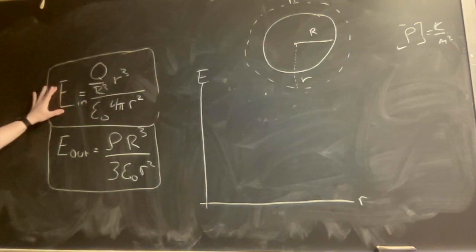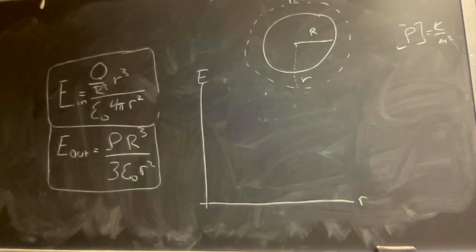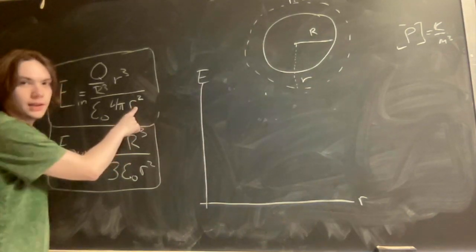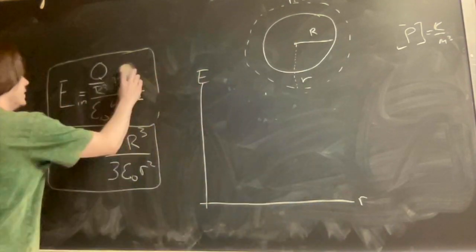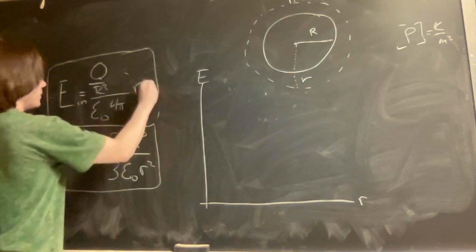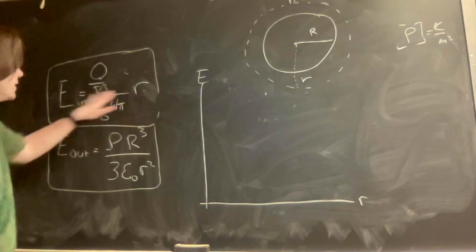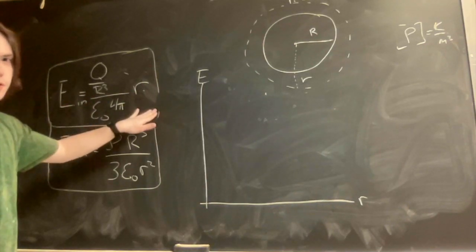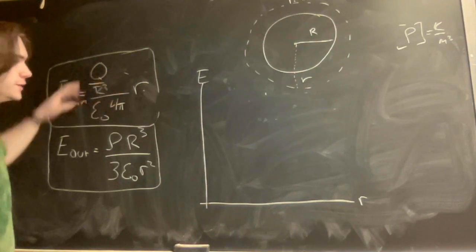And then another thing you can see is that I didn't simplify this all the way, because there's a little r squared down here and then an r cubed up here. So let's simplify that, and then you can see something striking. It's just r. It means it's linear. The E field is linearly proportional to r. All these right here are constants, so it's just the coefficient.